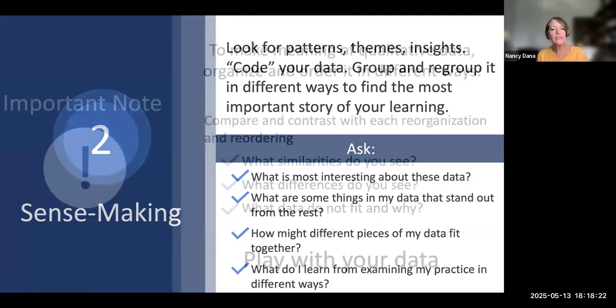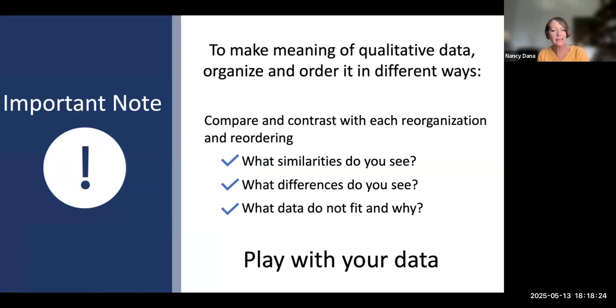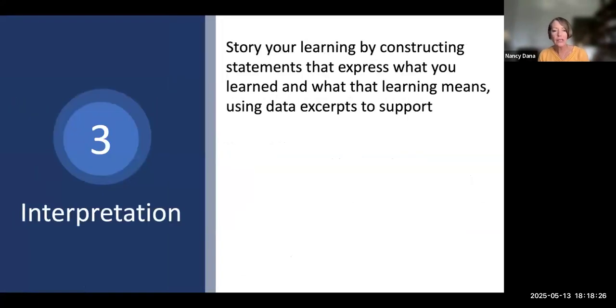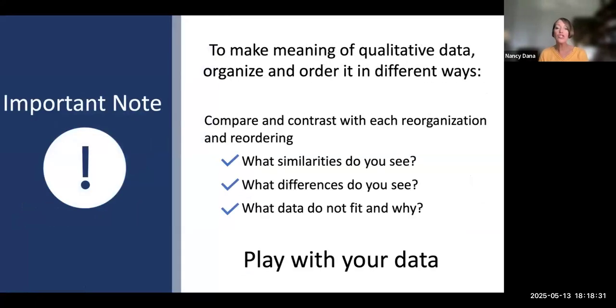The third step in data analysis is interpretation. But before we move to that step, again, I want to share an important note. It's similar to what I shared about quantitative data. When you're making meaning of qualitative data, you want to play with it. You want to compare and contrast the different ways that you're organizing things. Ask, what similarities do I see? What differences do I see?